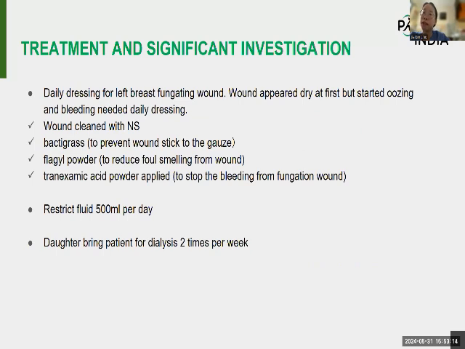The treatment and significant investigation done was mainly daily dressing for the left breast fungating wound. The wound appeared dry with no exudate during the first 3 days of admission. But after 3 days it started oozing and bleeding, and we needed daily dressing to cover the wound. We clean with normal saline, apply Bactigras to prevent the wound from sticking to the gauze, and metronidazole powder to reduce the foul smell from the wound. We also apply tranexamic acid to stop the bleeding.